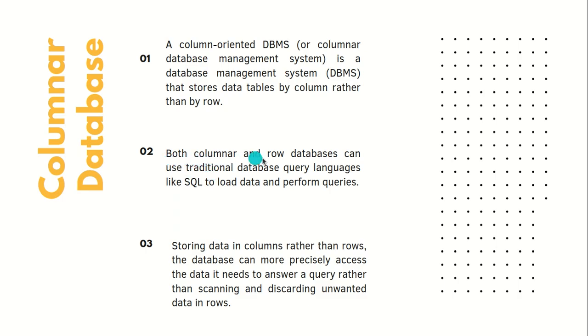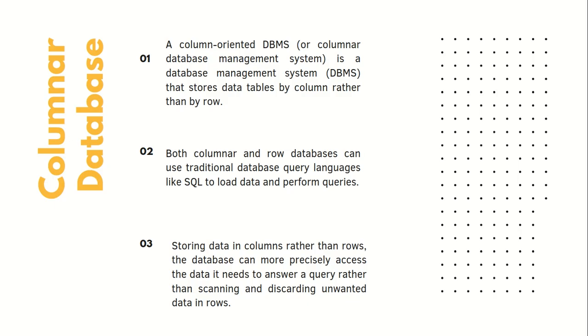Both columnar and row oriented databases can use traditional languages like SQL to load and perform queries. Like in the case of traditional RDBMS, we use the create keyword to create a table. In the case of HBase, we also use a create keyword. It means we are using some kind of traditional database query languages like SQL to perform loading and other operations.